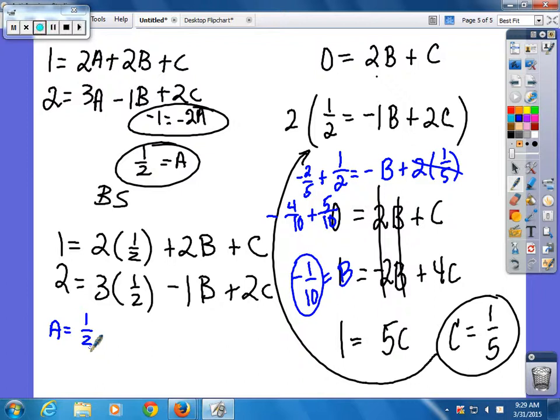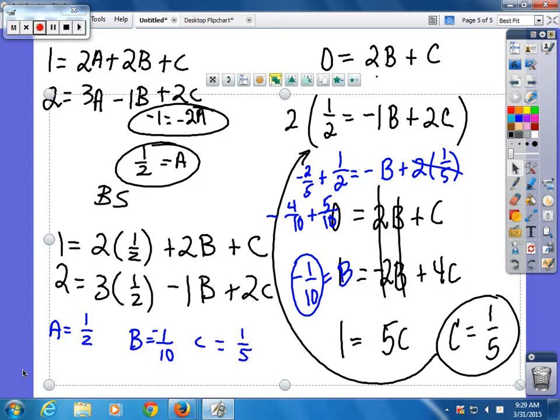So A is equal to 1/2, B is equal to negative 1/10, and C is equal to 1/5. Now we need to take that information, you'll just write it down and give it to me on the previous pages, because I'm not going to do that. So 1/2, negative 1/10, 1/5.